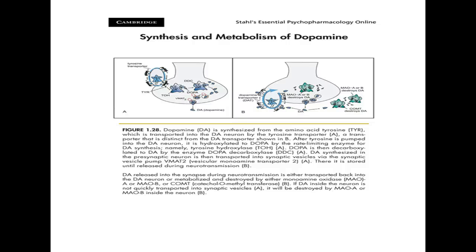Finally, we'll talk about dopamine, the pleasure chemical, as we all know. Dopamine is synthesized from the amino acid tyrosine, as you can see over here, which is transported into the dopamine neurons by a transporter very distinct from the dopamine transporter shown in B. So there are two transporters: one is the tyrosine transporter, the other is the dopamine transporter. They are very distinct. And again, the rate-limiting enzyme in this scenario is tyrosine hydroxylase, as we talked about.